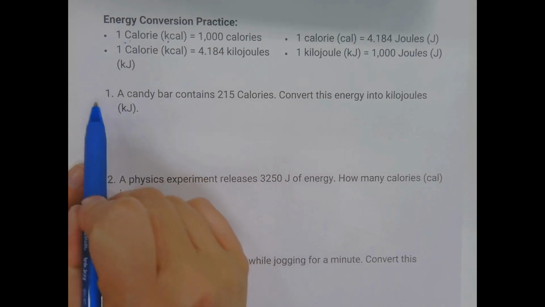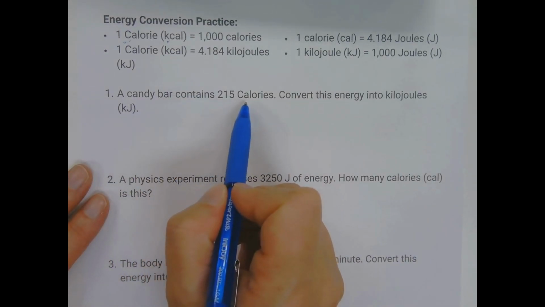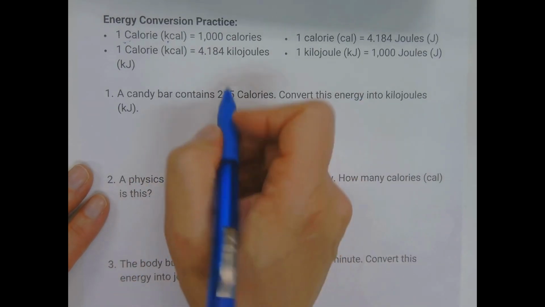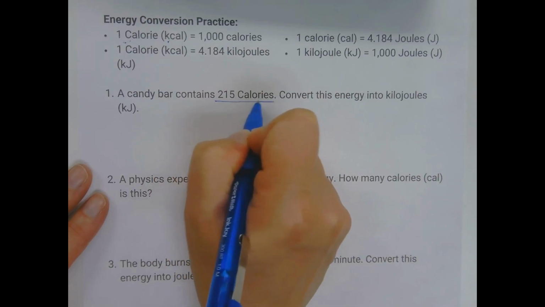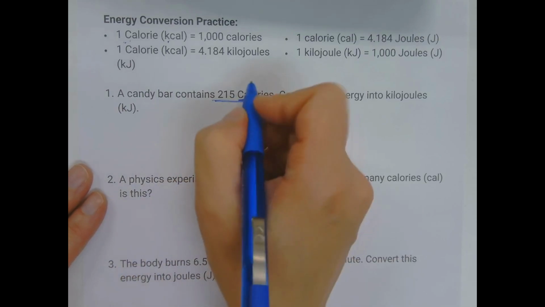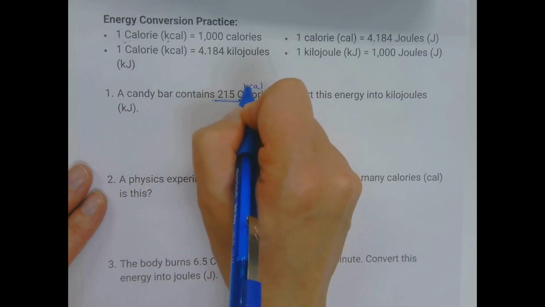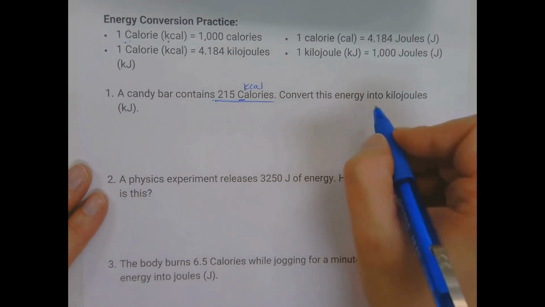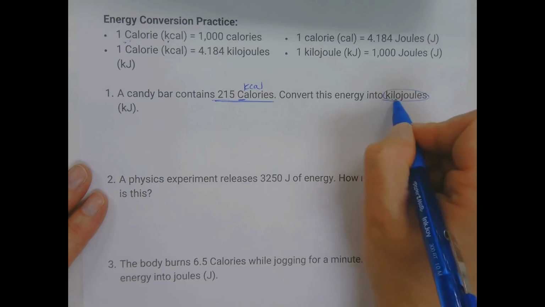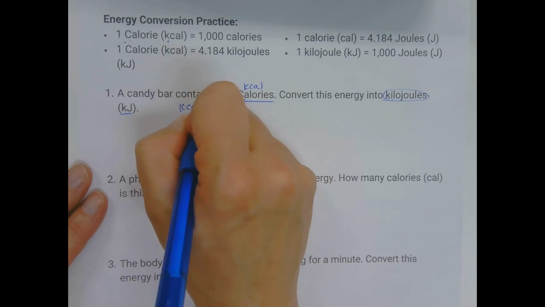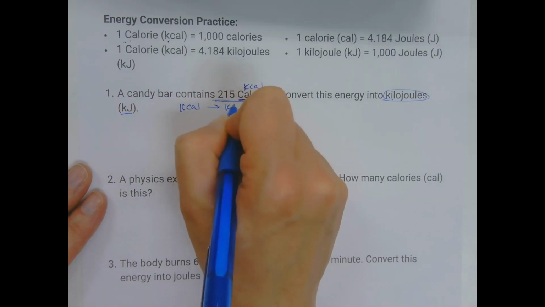Okay. A candy bar contains 215 calories. Convert this energy to kilojoules. Okay, so I'm given 215 calories, so I'm going to underline that. Also, this is a capital C, which means that this is really kilocalories. So I'm going to make a note of that above it to make sure that I use the correct unit. Convert this energy to kilojoules. So I'm looking for the kJ or the kilojoules. So from kcal to kJ.